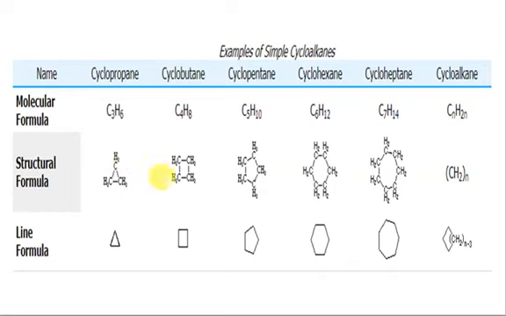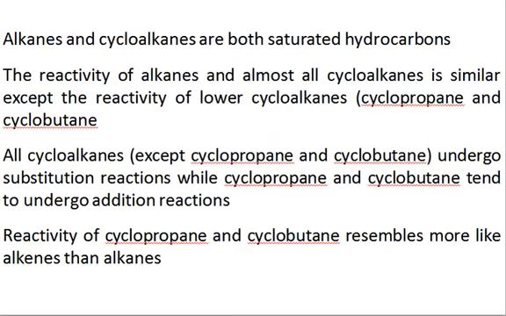But the problem is that as the structure becomes more complex and the number of hydrogens increases, it becomes difficult to interpret the structure. So the easier way is to use the line formula. Just draw 3 lines and you get cyclopropane, right? Line formulas are easier and quicker to draw, and there is no complexity in drawing these simple line formulas.